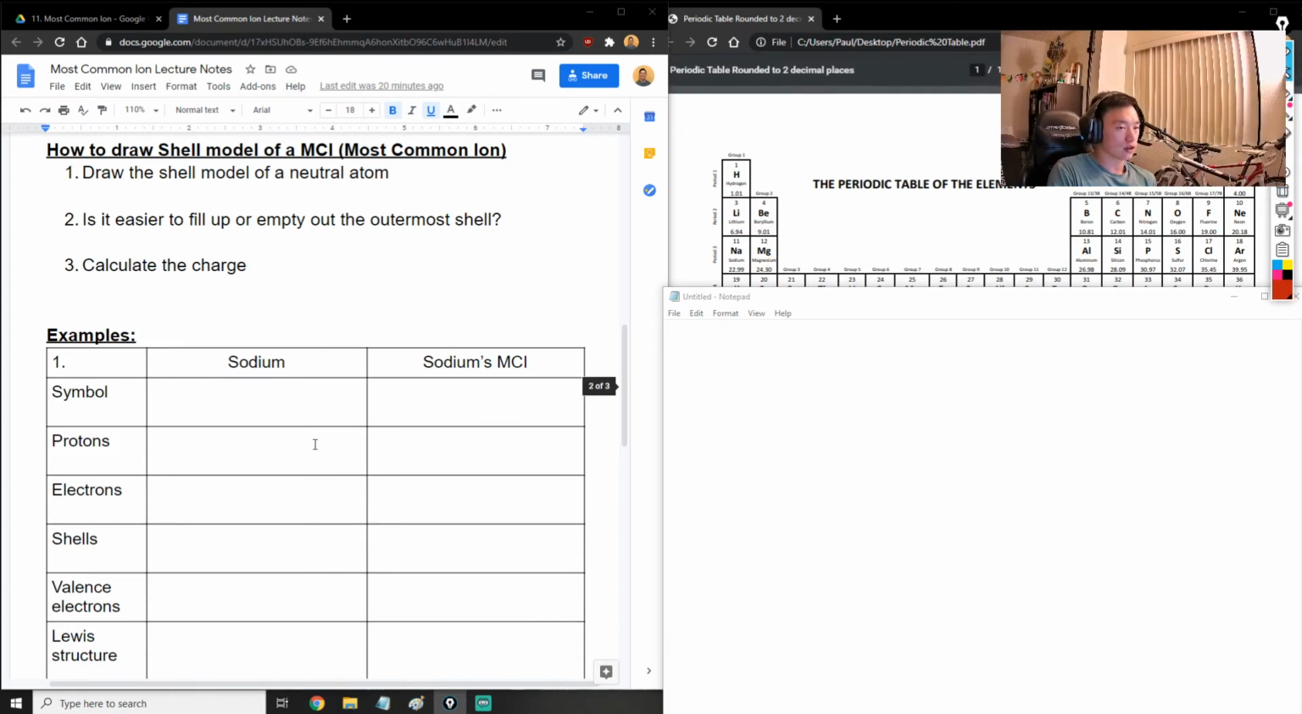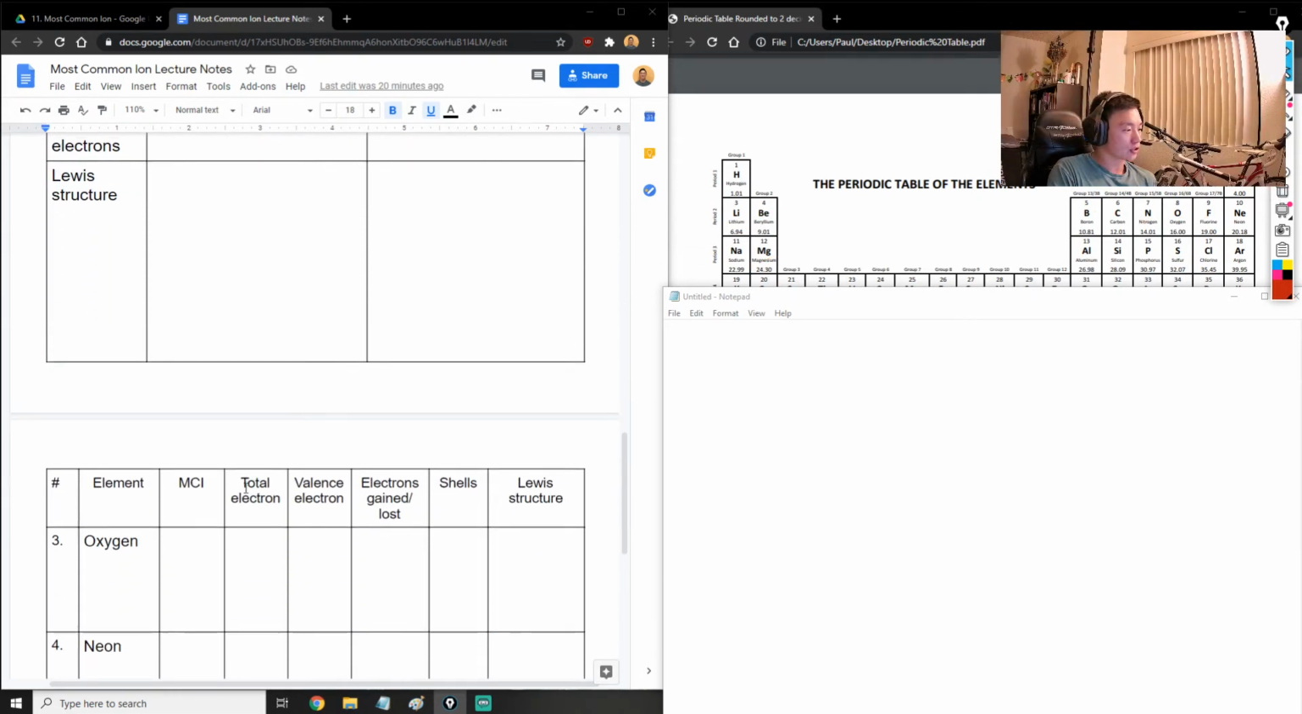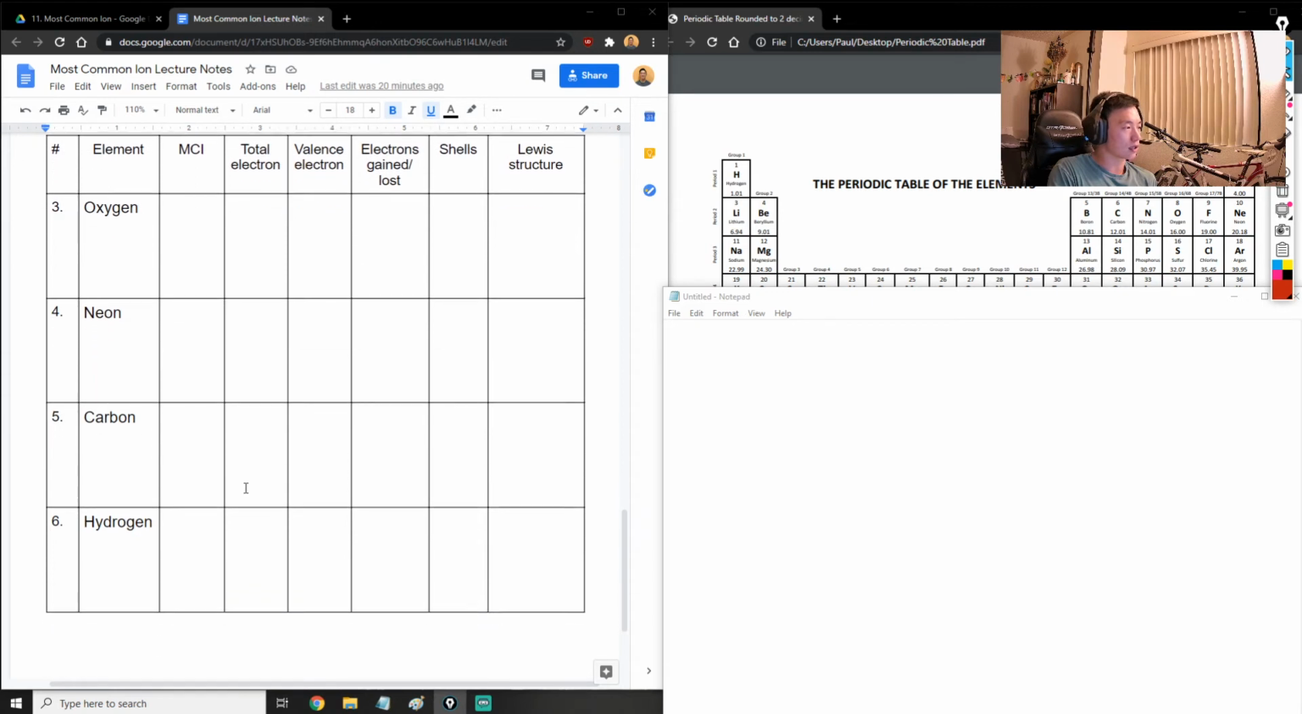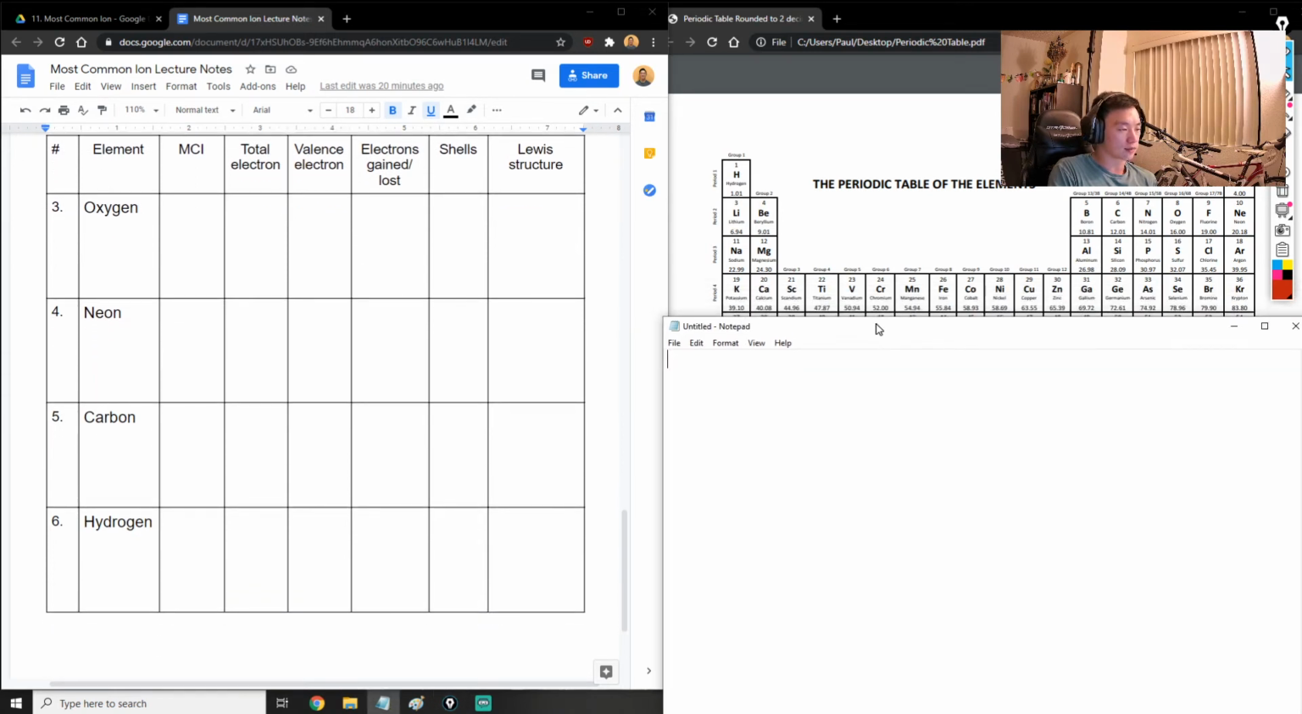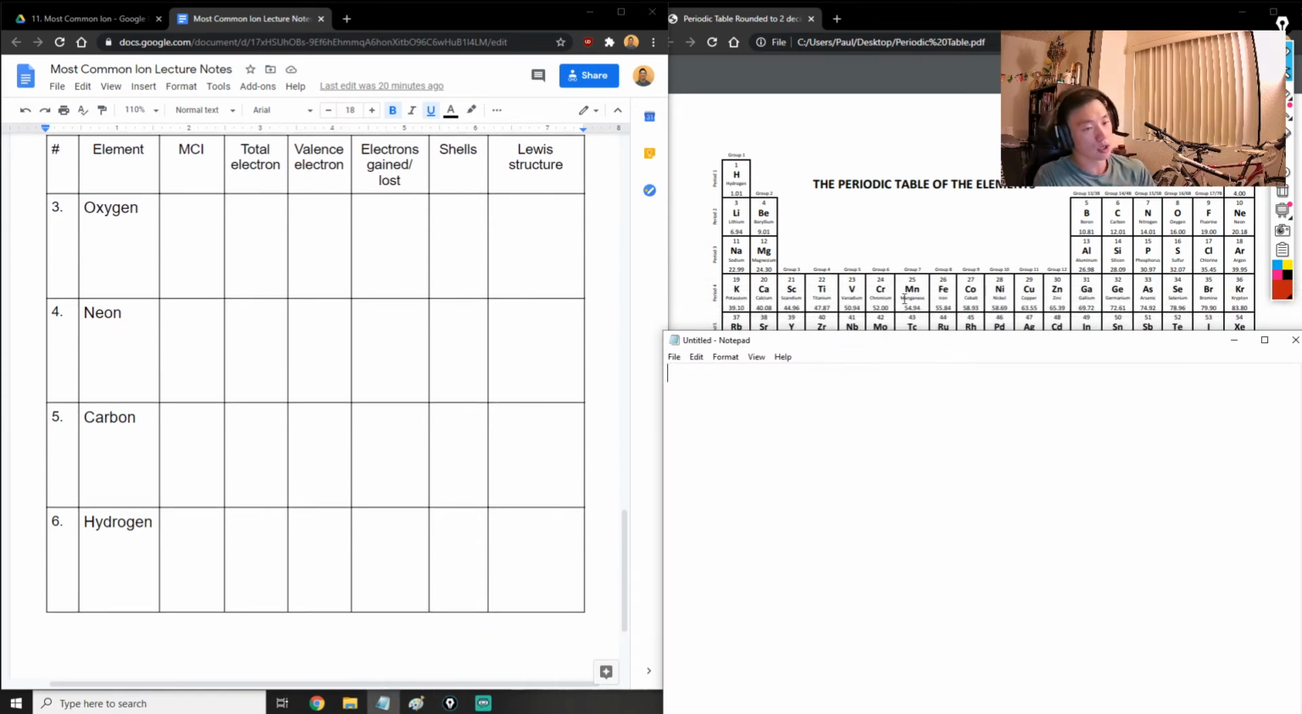All right, let's move on to the next problem. Okay, so when you do your assignment today, you're going to have something that looks like this. You're just going to have a table, and you're basically going to have to fill out the table by figuring out the MCI. All right, so let's do the next example. The next example is oxygen.